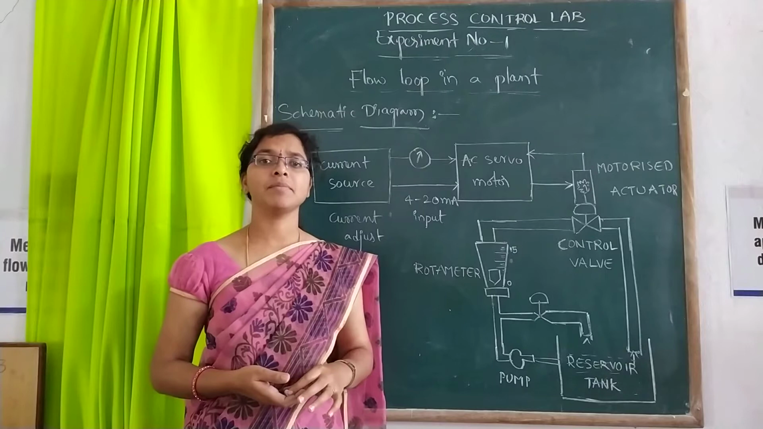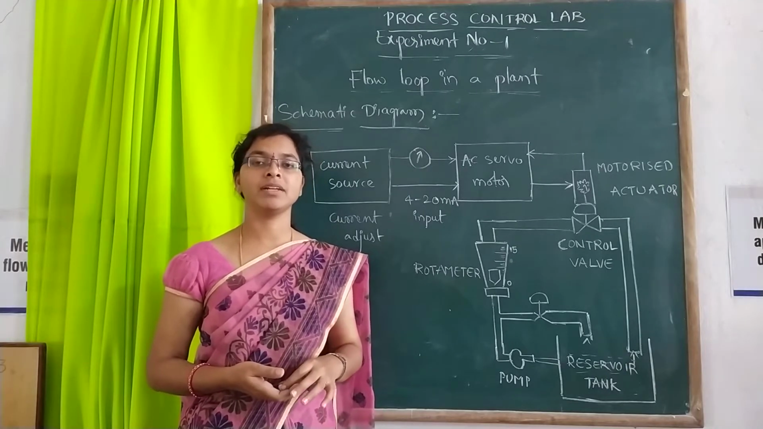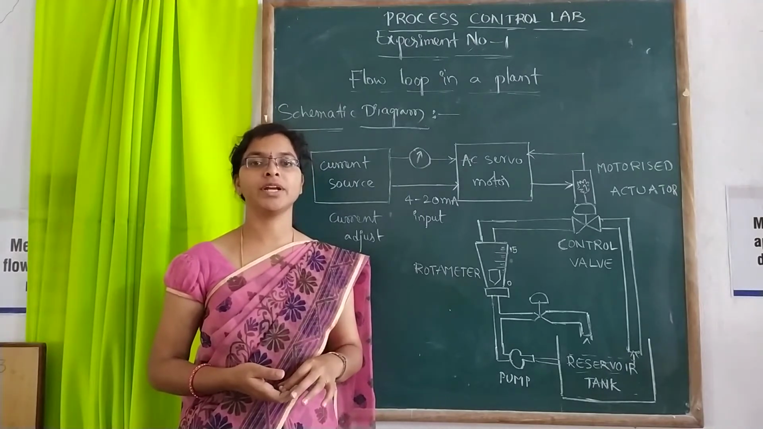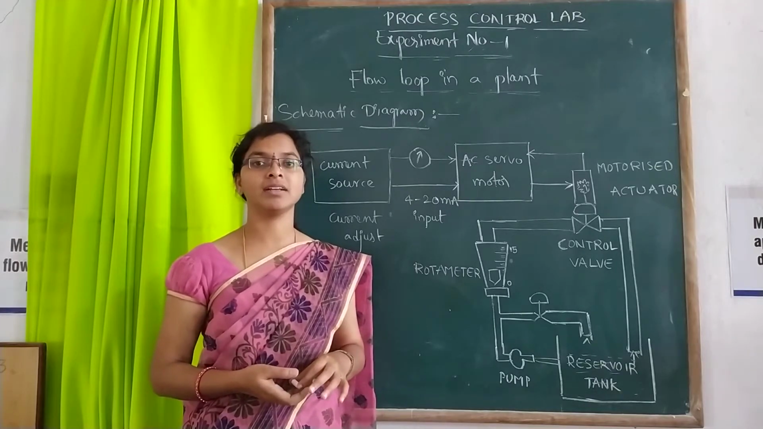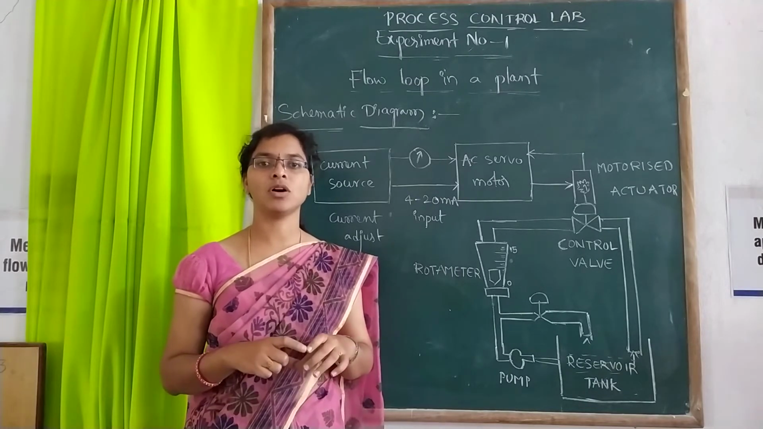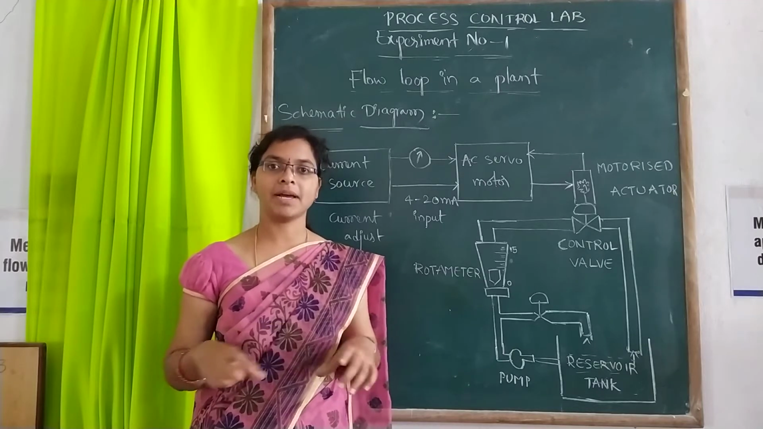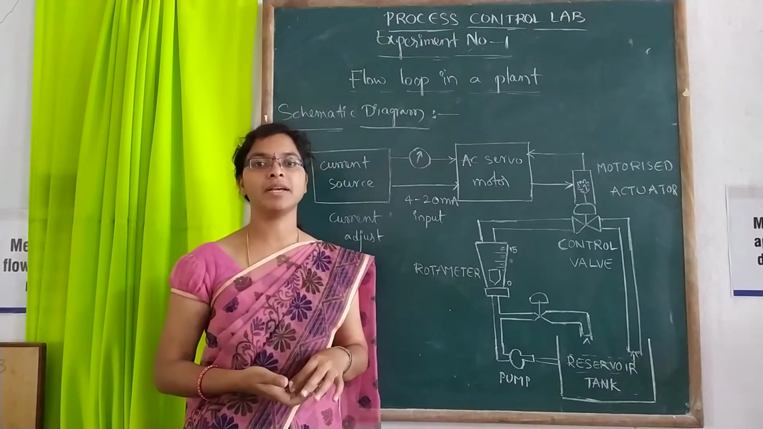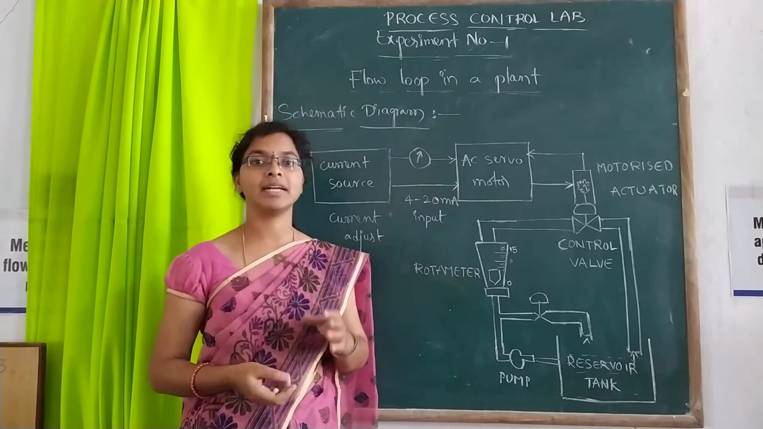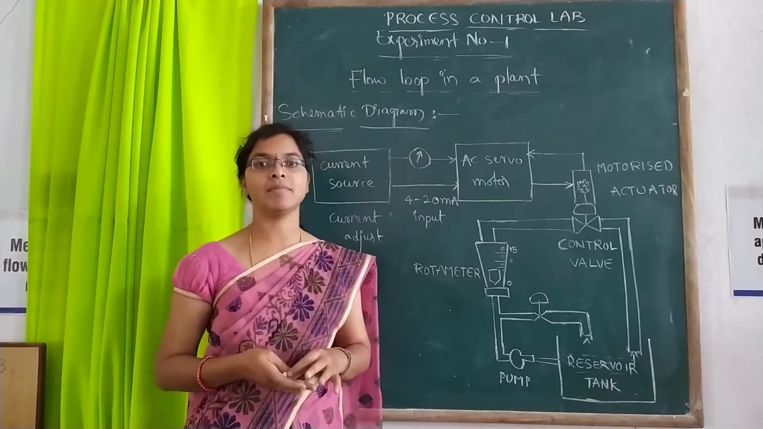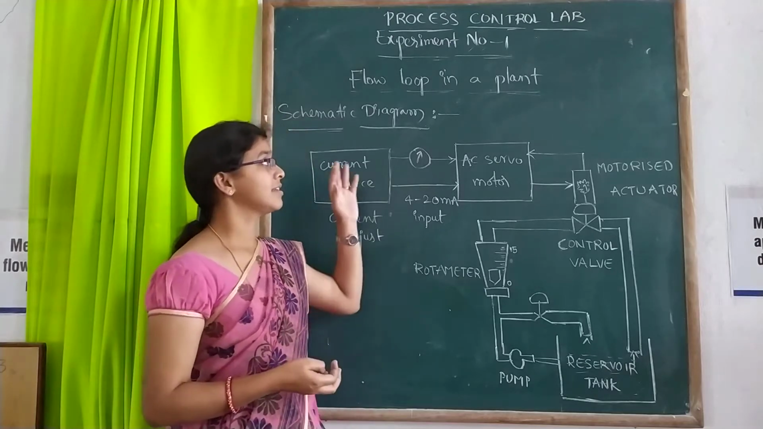So we already came across the different types of measurement devices to measure the flow rate. Some are applicable for only horizontal pipes, and some are used in vertical pipes. Here we are going to control the flow in a pipe which is mounted in a vertical manner. So this is a flow loop in a plant.